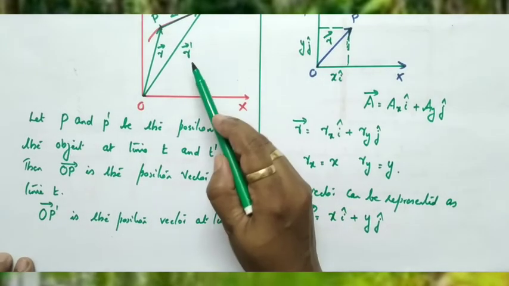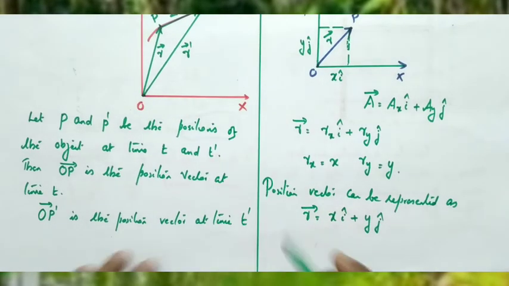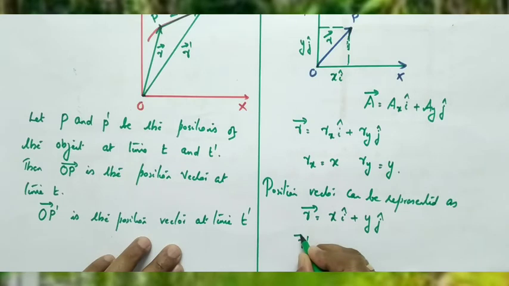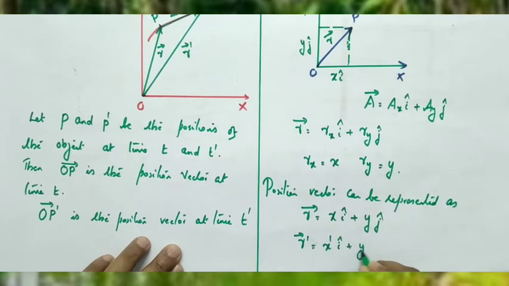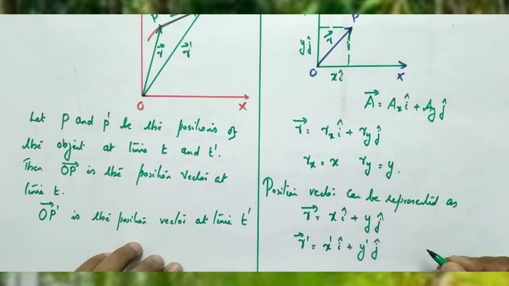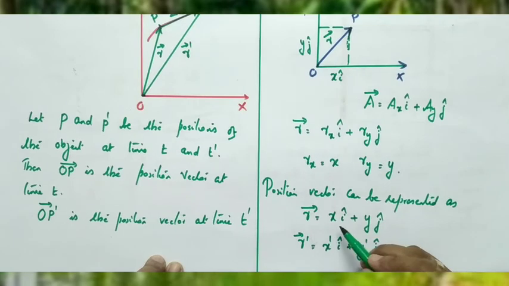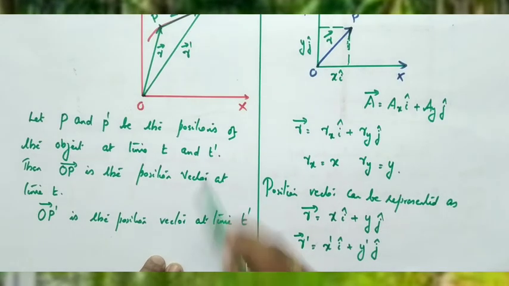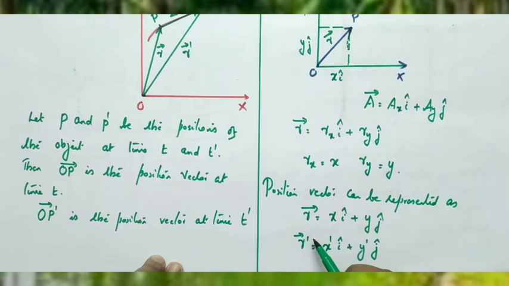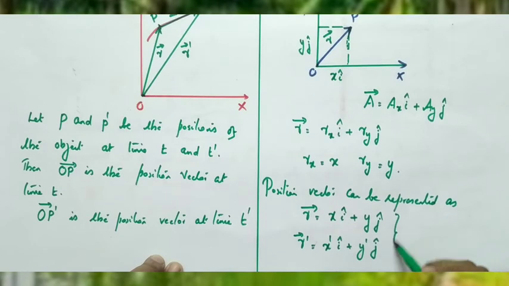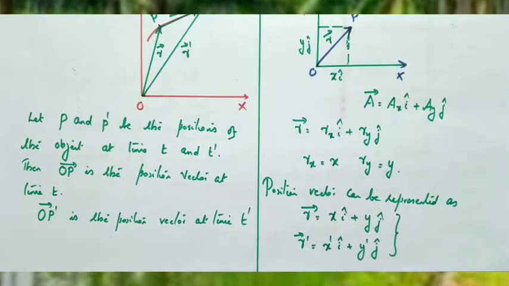Similarly, the position vector R dash. How will you represent vector R dash? Vector R dash can be written as X dash I cap plus Y dash j cap. Okay, children. So, initial position vector can be represented as vector R equal to X I cap plus Y j cap, and the position vector at time t dash can be represented as vector R dash equal to X dash I cap plus Y dash j cap. This is the usual representation of position vectors.